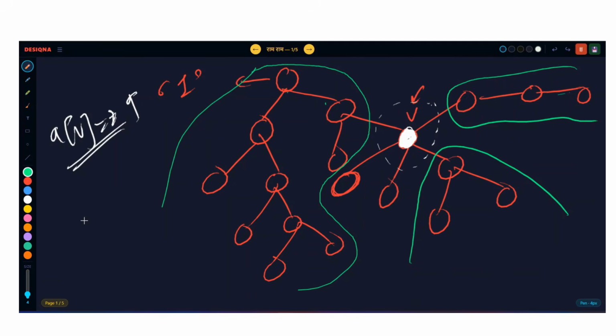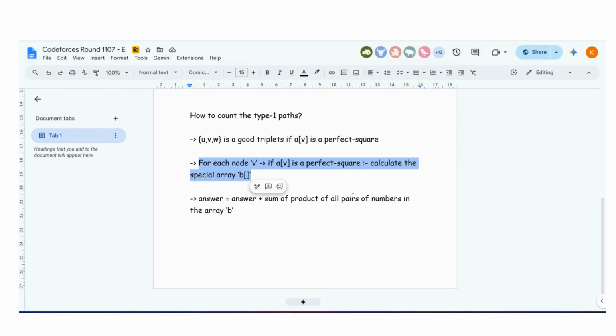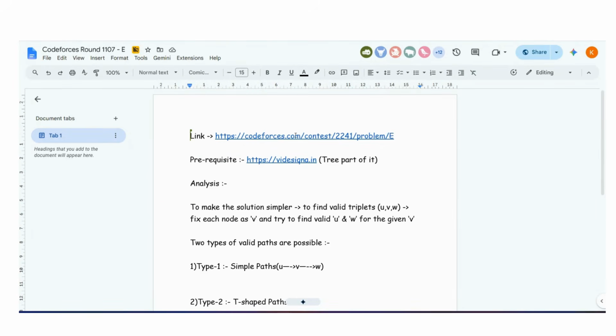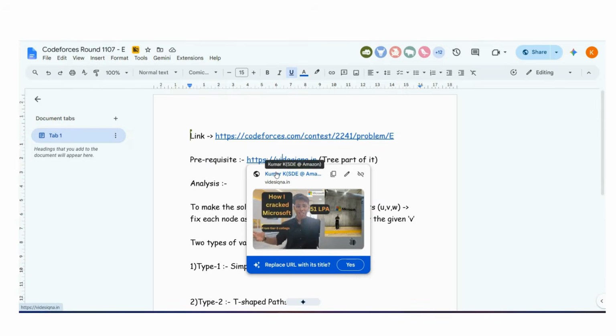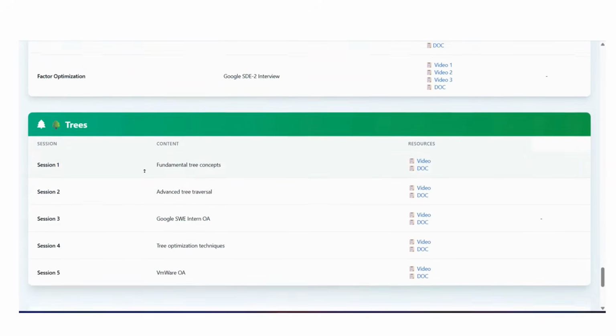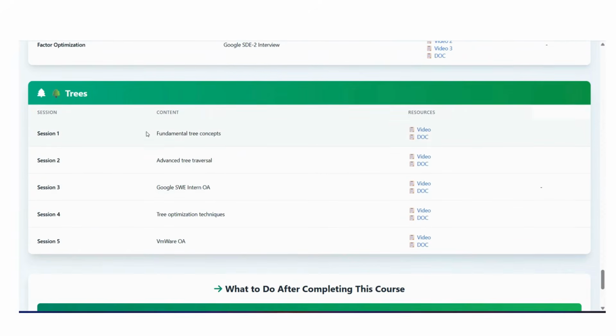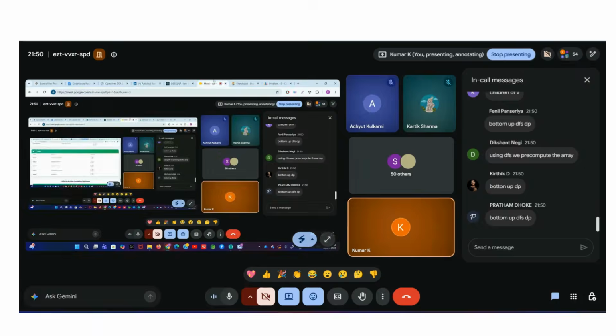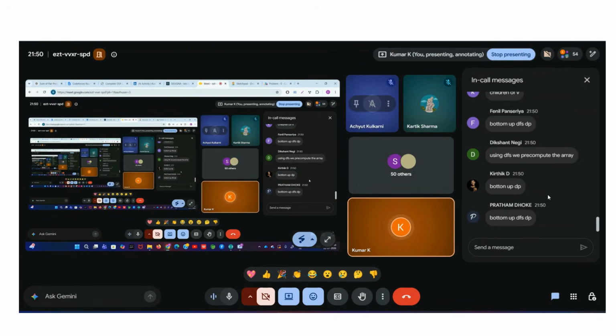You need to pre-calculate the size of all the child subtrees. You got the point? And for this, we have to do bottom-up DFS DP, from bottom to up. If you don't know this concept, then go and do the prerequisite course where I have taught you this concept. You go to the tree course and watch these 5 videos. You will understand what I'm trying to say by bottom-up DFS DP and the size of children subtrees. Okay? You guys understand now? Bottom-up DFS DP.